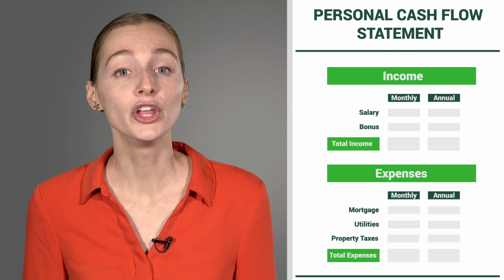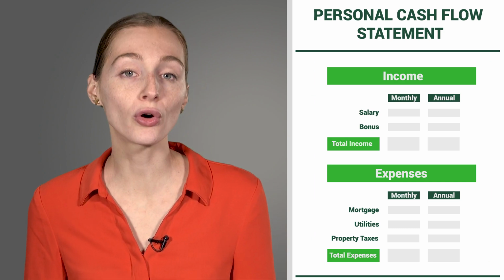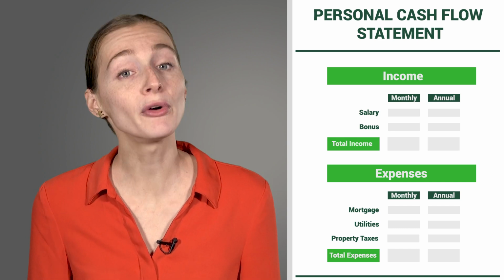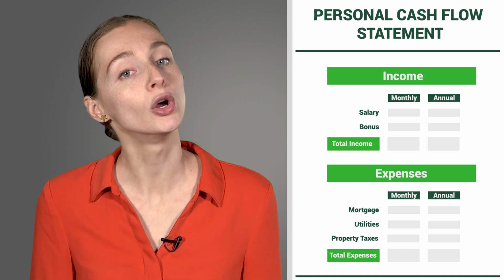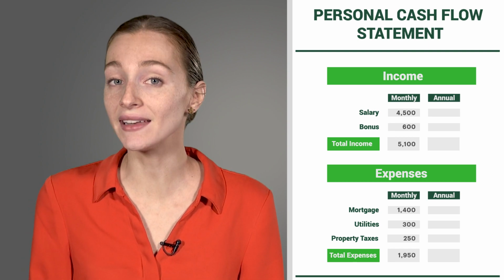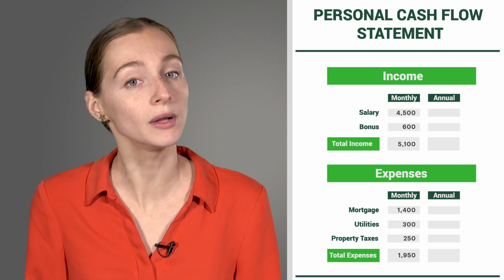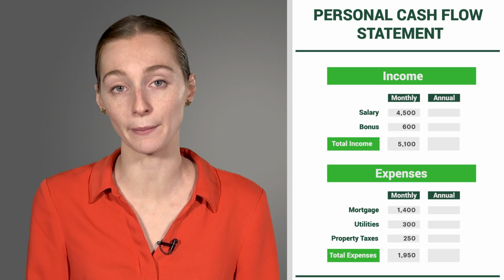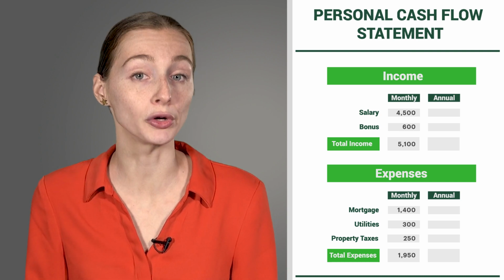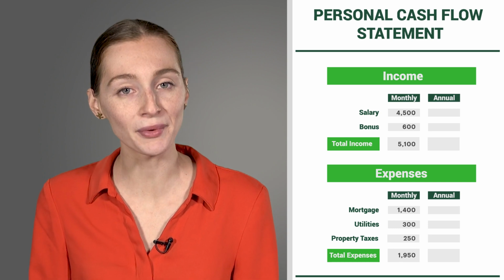In this example, you can see income and expenses are listed on the left. You can record the totals as monthly or annual values. It's up to you. But for the purpose of this explanation, we'll use monthly numbers. These are just some examples of income and expenses that you may have. You may also have other sources of income, like rent from a property you own, for example. You might also have other regular expenses too, like groceries, a gym membership, internet, car, even hair appointments.